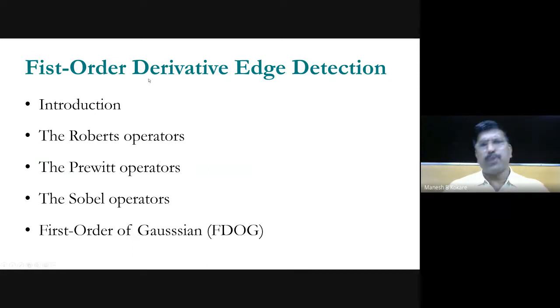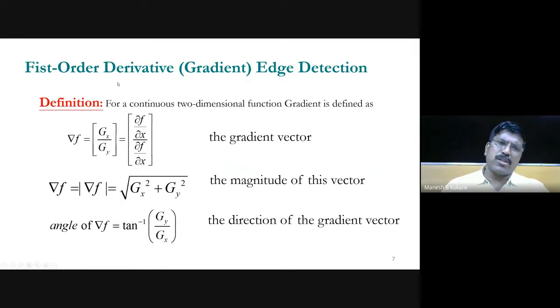So the first order derivative edge detection techniques. Under that, you know the Roberts operators, Prewitt operators, Sobel operators, and then the first order of Gaussian are also there. The first order definition means you are taking the partial derivative with respect to x as well as, sorry, here it should be y, right? So ∂f/∂x and ∂f/∂y should be there. Gx is ∂f/∂x, and Gy is ∂f/∂y. Here it should be y, right? So the gradient function for two dimensions is defined like this. This is the gradient vector.